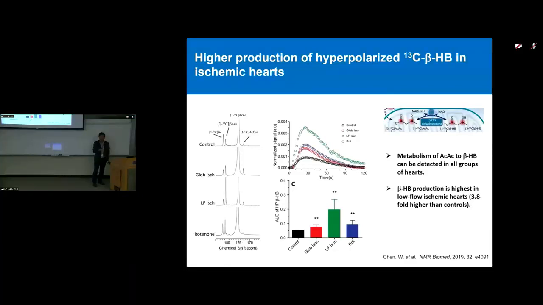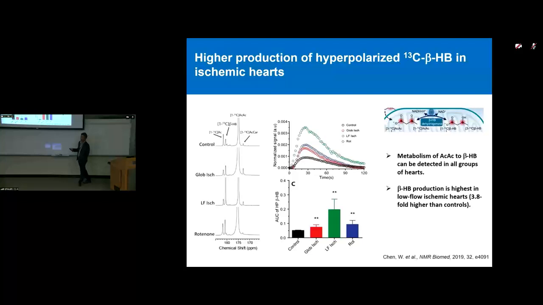This is to quantify and see how much we have in total. It's easier to take a look and compare. You can see that when the heart is undergoing low flow ischemia, you can actually see an increase in production of beta-hydroxybutyrate.